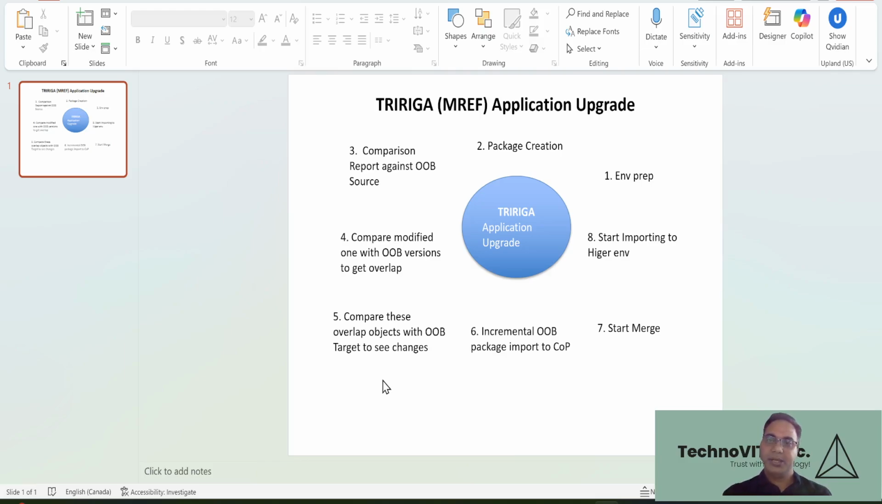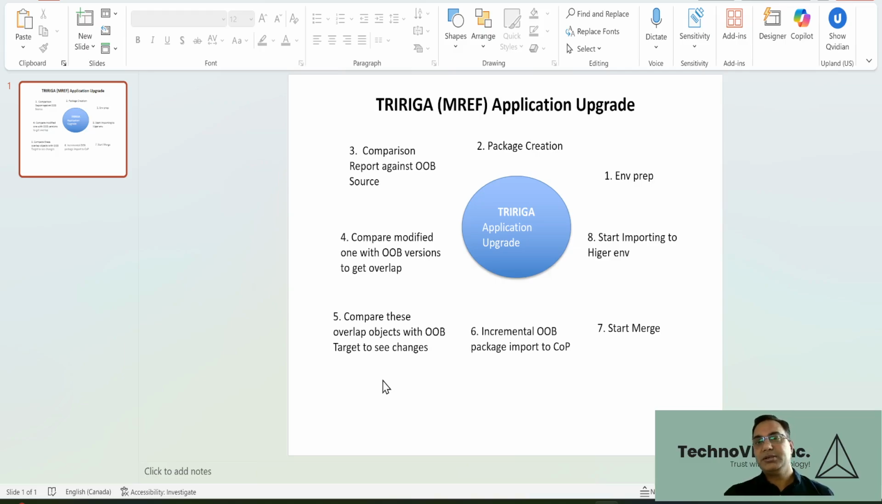TRIRIGA application upgrade and platform upgrade are two entirely different processes. Platform upgrade is mainly upgrading your Java stack. The TRIRIGA platform is based on the Java platform and has a J2EE architecture.